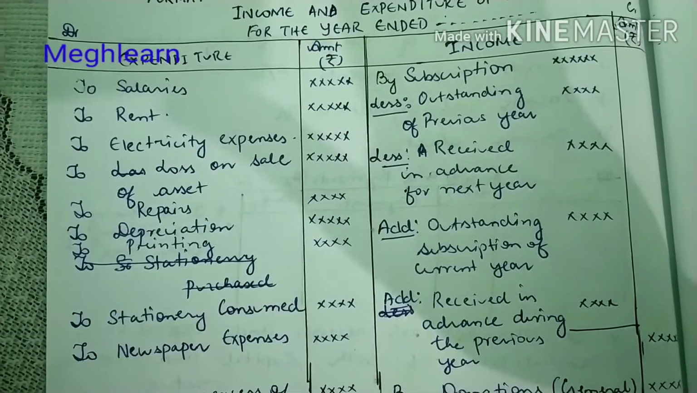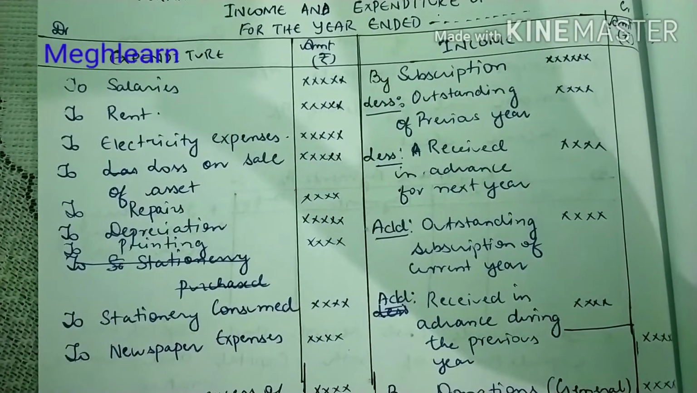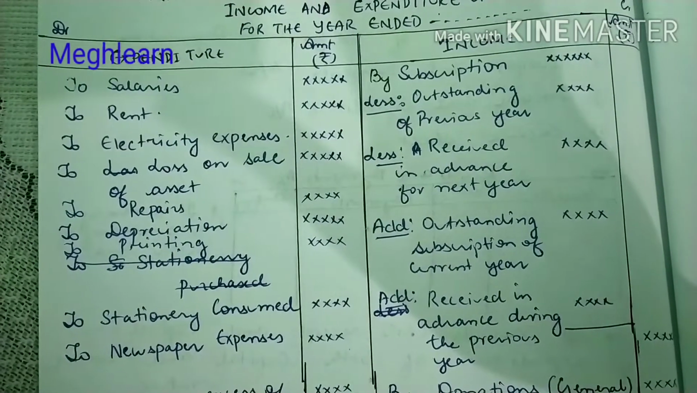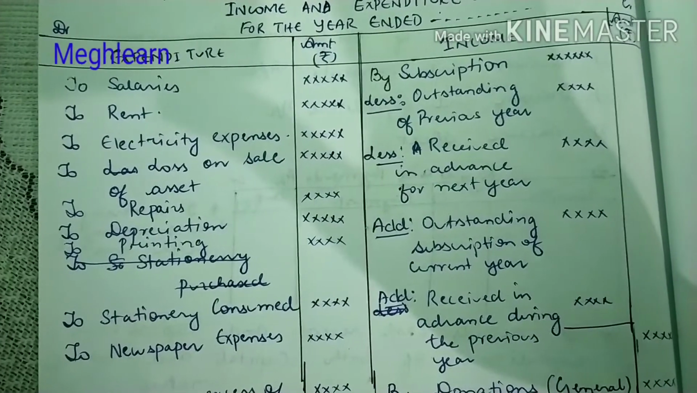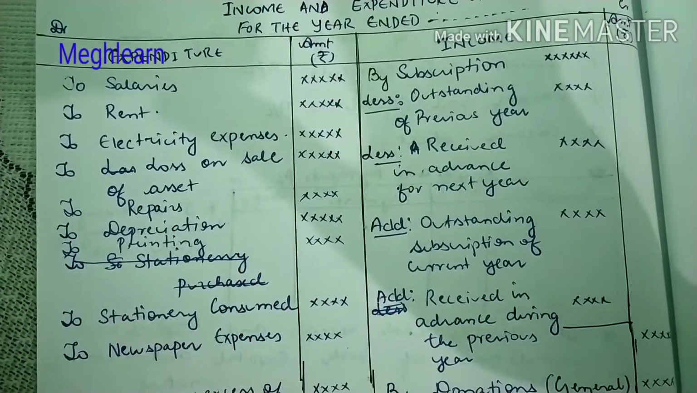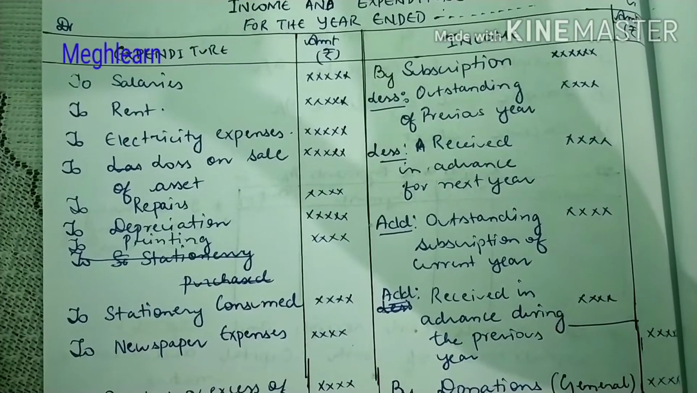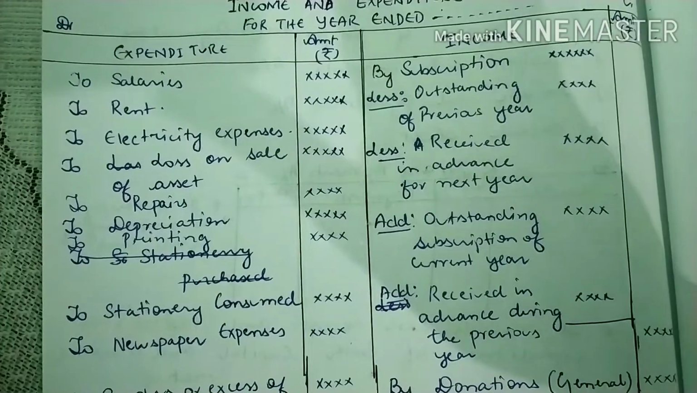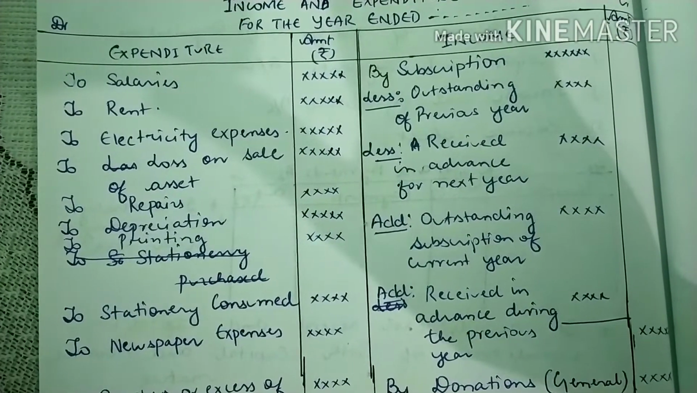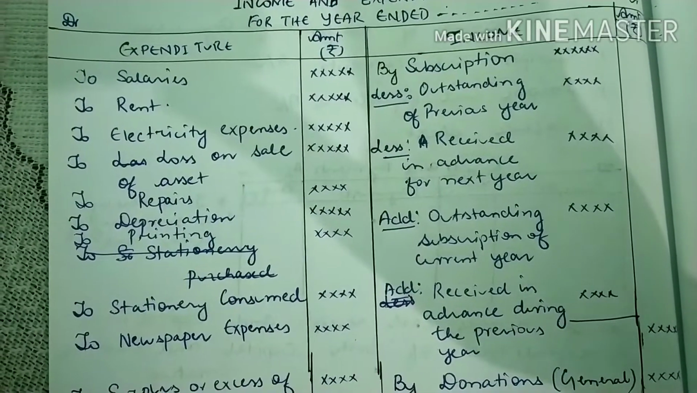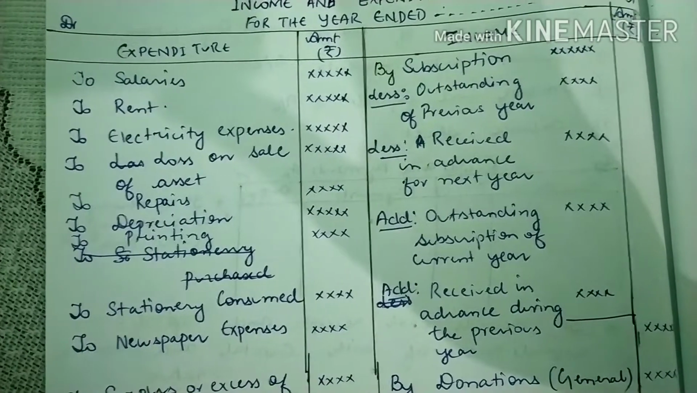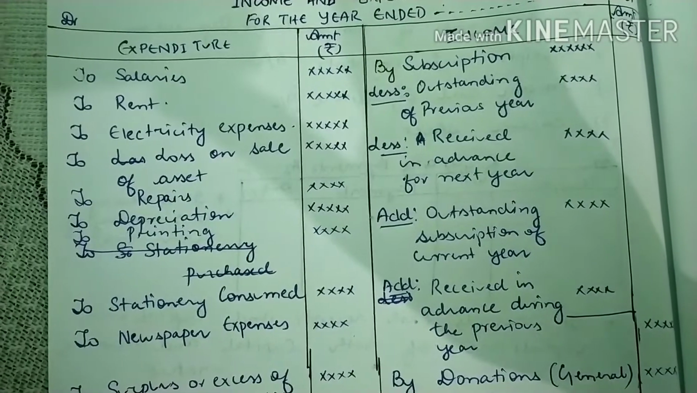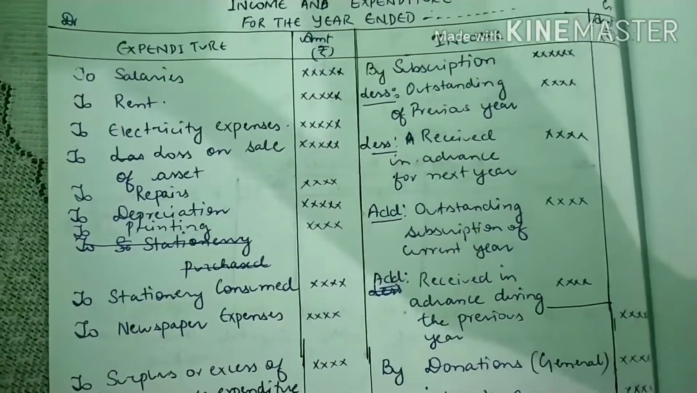So you can see here that there are certain adjustments regarding subscription. In the previous video I had also told you that only the income and expenditure related to the current year will be recorded. If there is any subscription for the previous year or for the next year, it will be adjusted, and if there is any outstanding for the current year, that has to be added. So these things you have to keep in mind in the preparation of income and expenditure account.